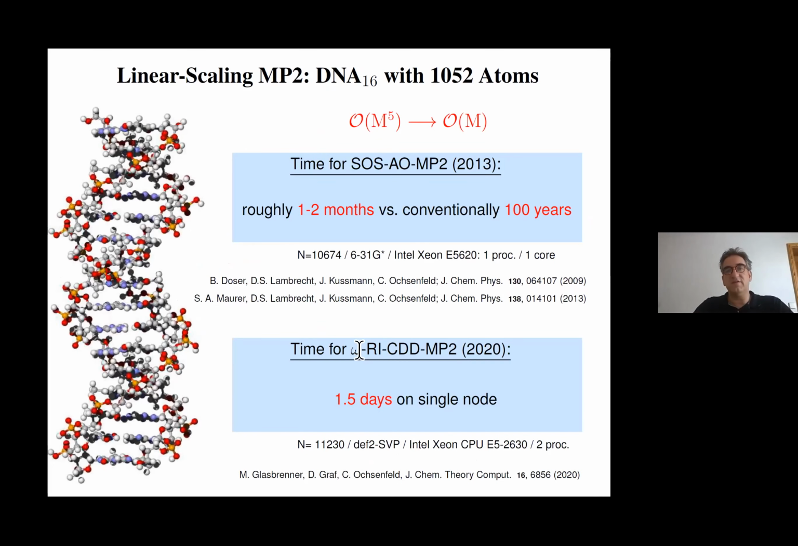And then the efficiency, just illustrated for this DNA system I showed you earlier, 1,000 atoms, instead of m to the 5th, we have m. So the time for such a Coulomb-type contraction with MP2 in 2013 was roughly 1 or 2 months, as compared to the conventional calculation, of course, extrapolated 100 years. Today in 2020, we are at a time of 1 or 2 days on a single node with the most recent developments by my 2 PhD students, Michael Glasbrenner and Daniel Graf.